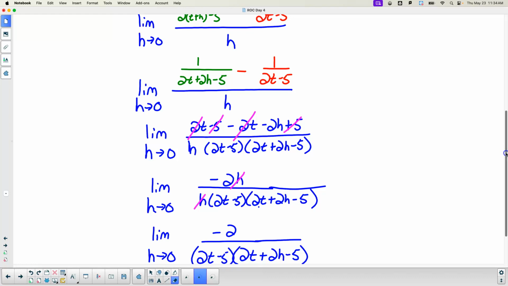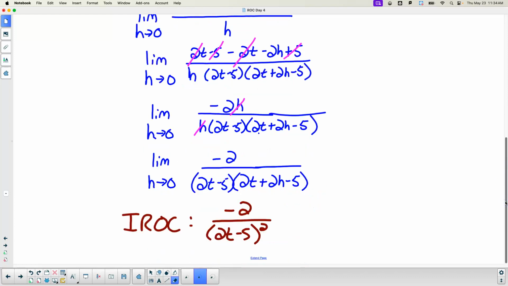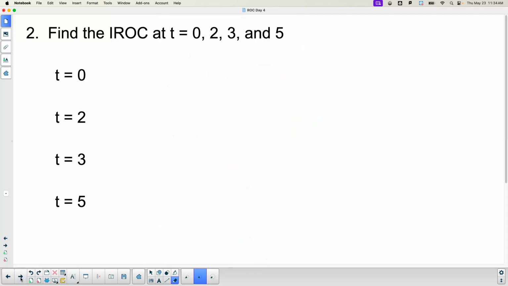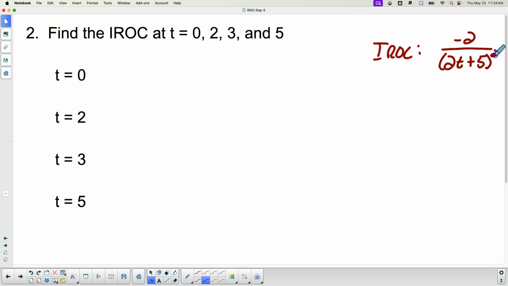Okay? So there's our RoC. Now that we know that our RoC is negative 2 over 2t, right, was it plus 5? Minus 5. Minus 5?